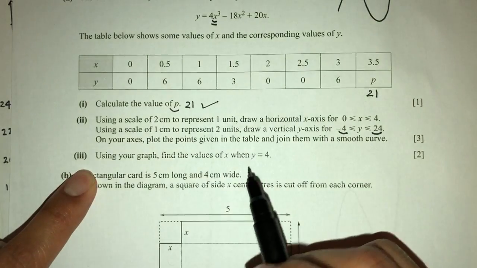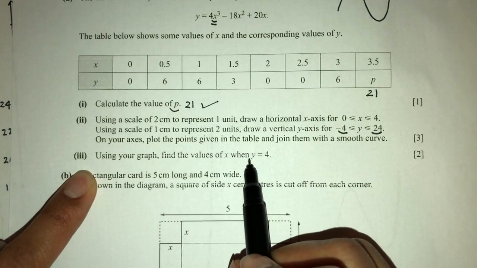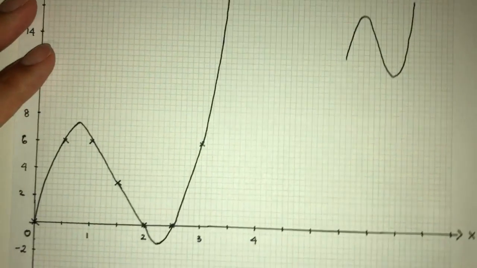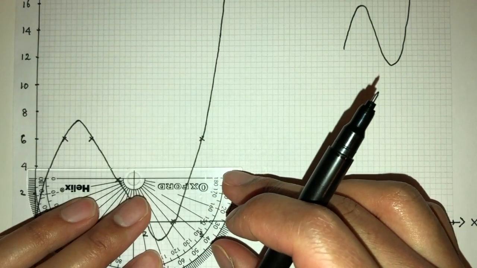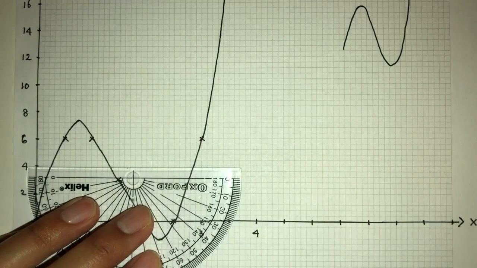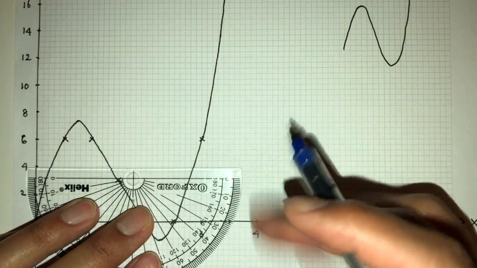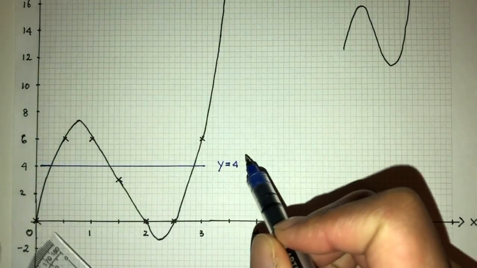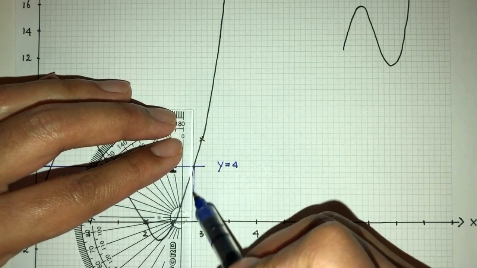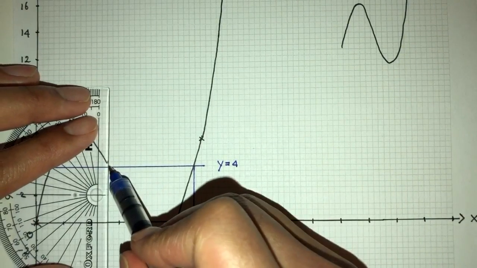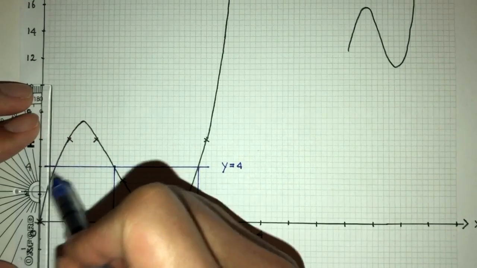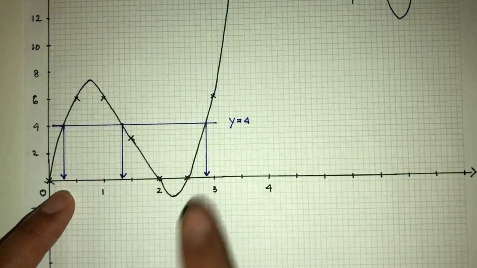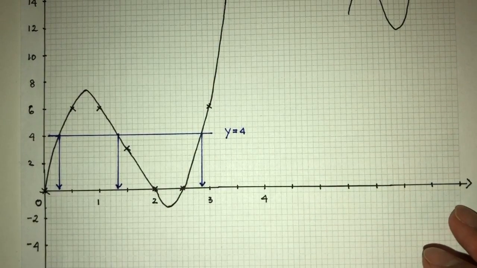Now for part 3, use your graph to find the values of x when y is equal to 4. So where's the line y equal to 4? We have to draw this horizontal line. So let's do that. As we can see, when y equals 4, you will cut the curve at 3 points. The first point will be this one, then we have this one and this one. So we have to find those 3 values of x that correspond to these points of intersection.